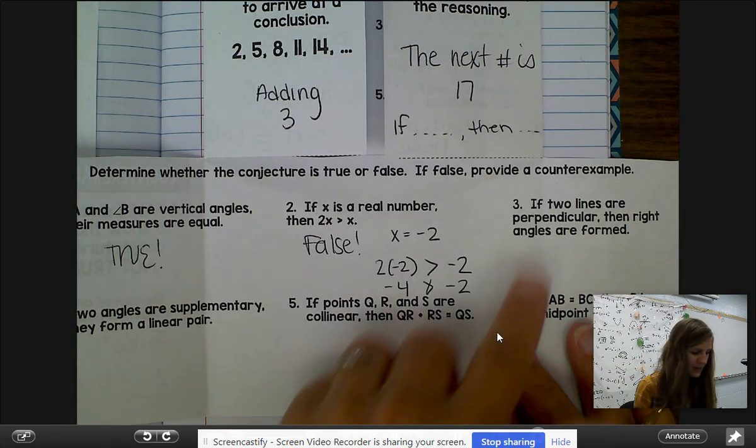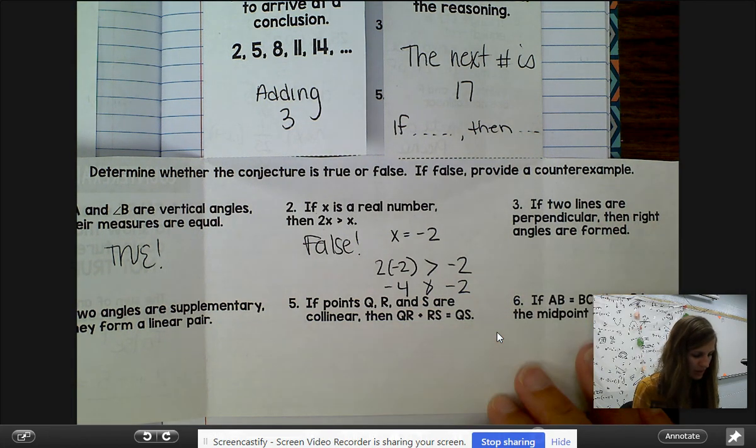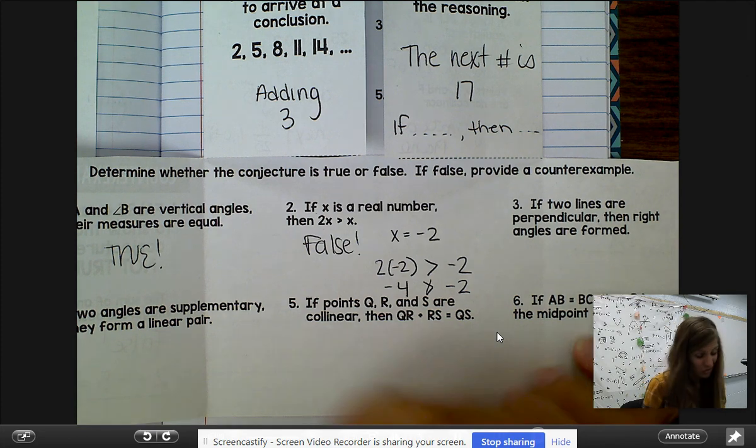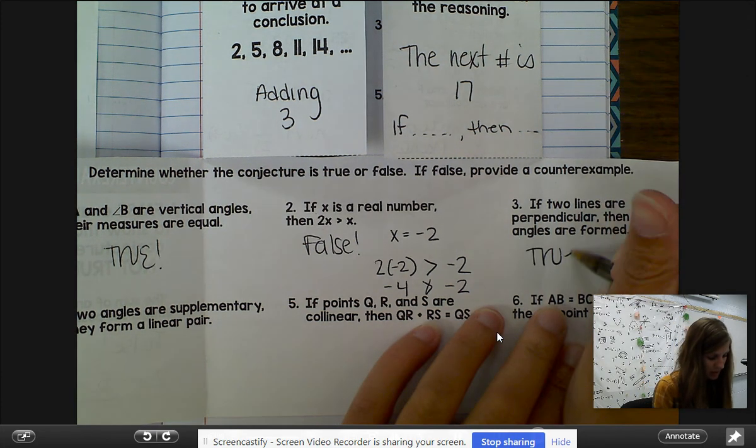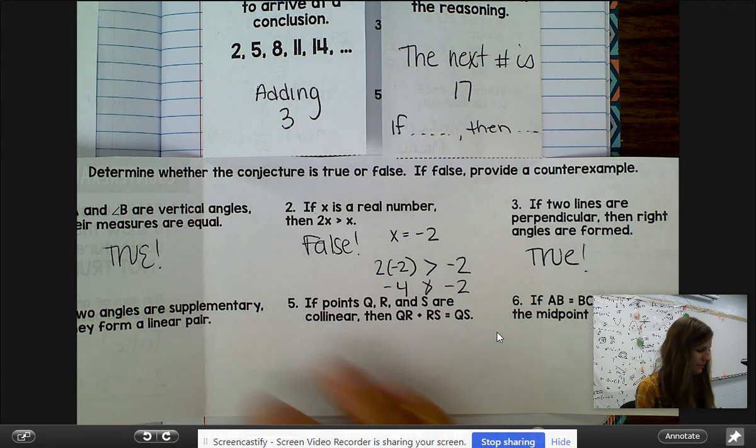Okay, number 3, if 2 lines are perpendicular, then right angles are formed. I think that's true. That is the definition of being perpendicular. You get a right angle.